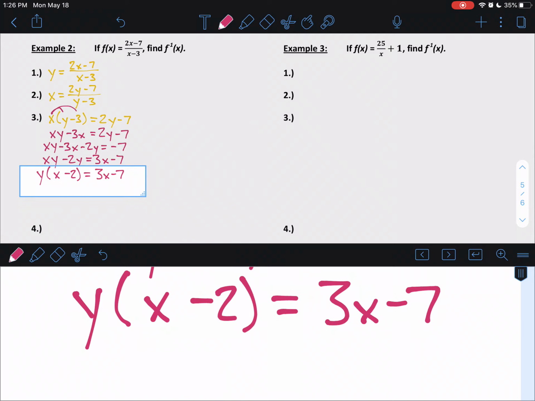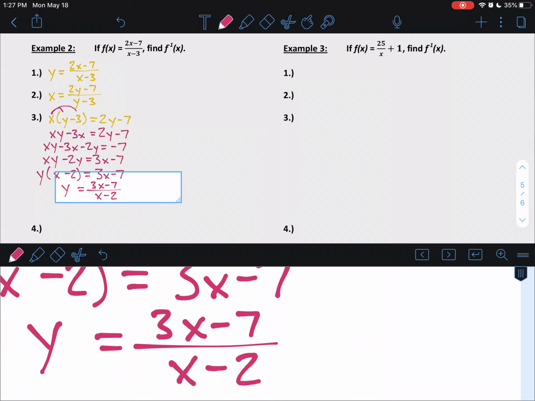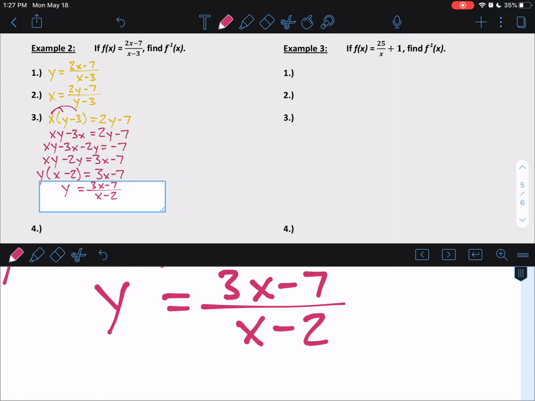And instead of distributing this back out, like earlier when it was with the x, with this y we just want to get it alone. I basically have y times this x minus 2 equals this other thing. So to get rid of this x minus 2, all I have to do is divide by x minus 2, because it's just being multiplied. So when I divide by x minus 2, I'm left with y equals 3x minus 7 divided by x minus 2. And this right here is my inverse function.